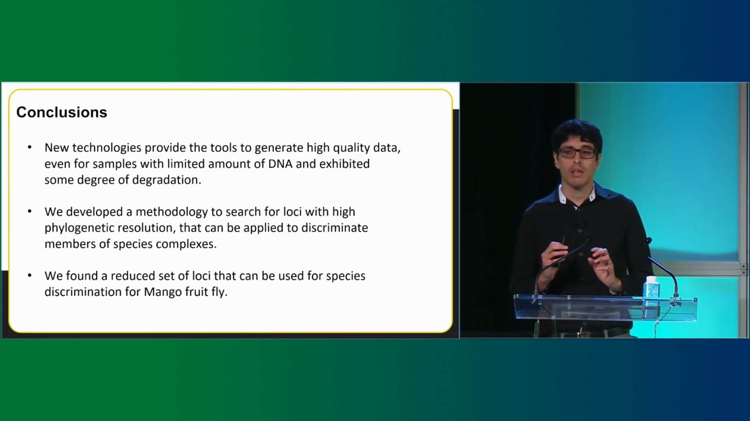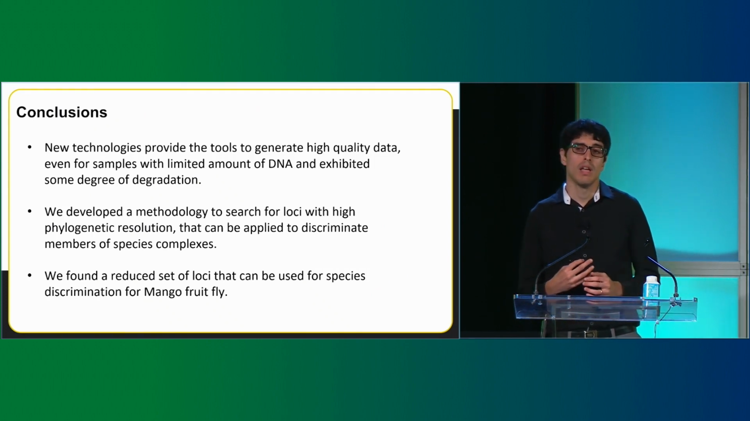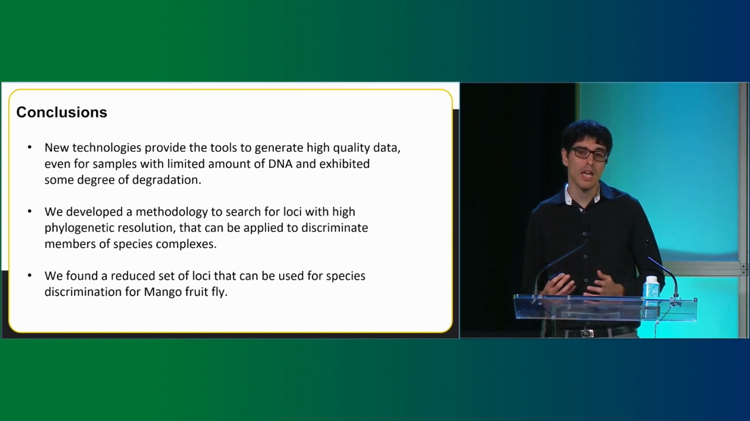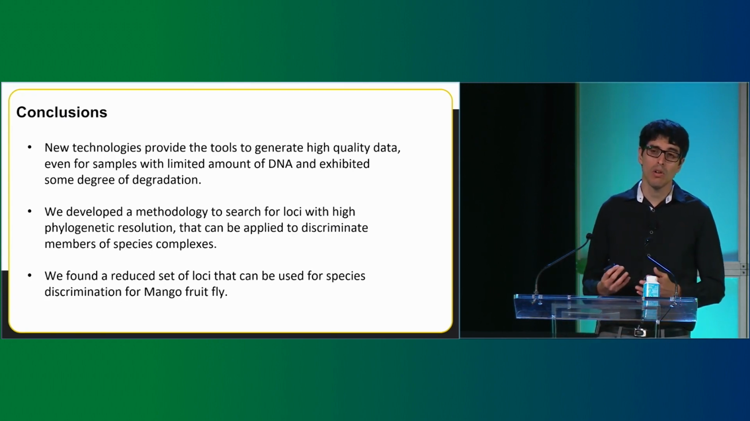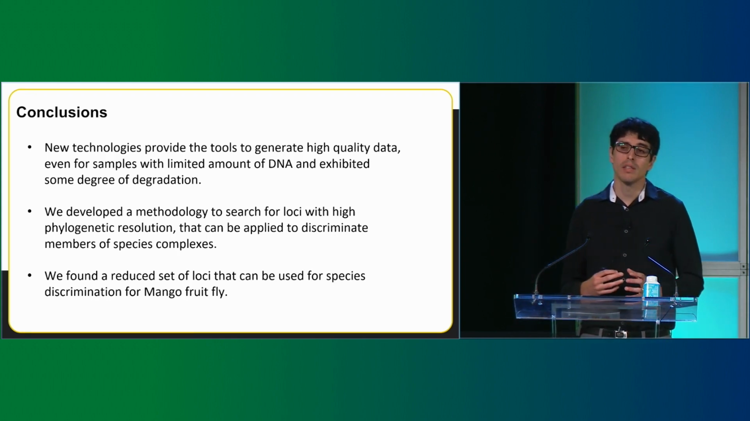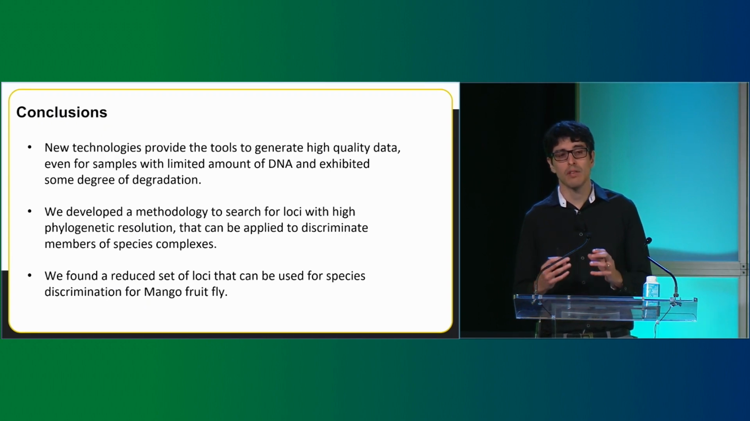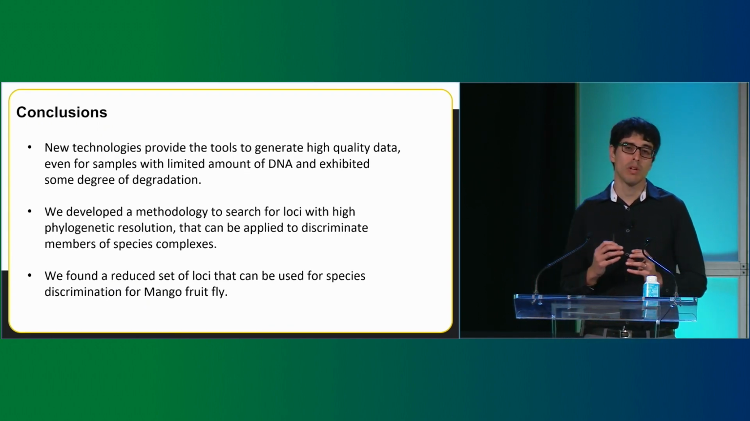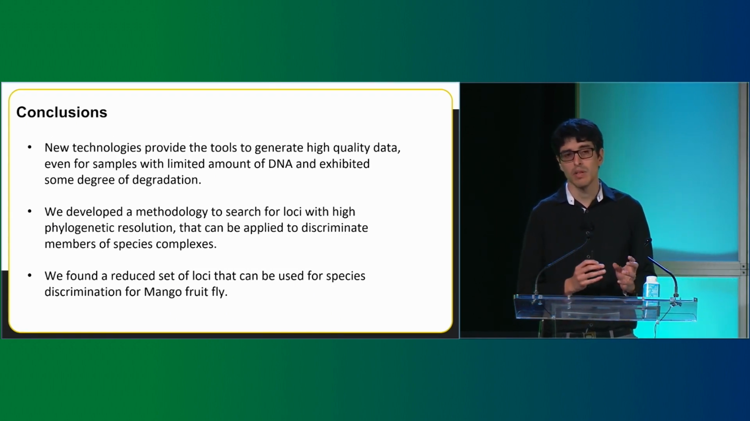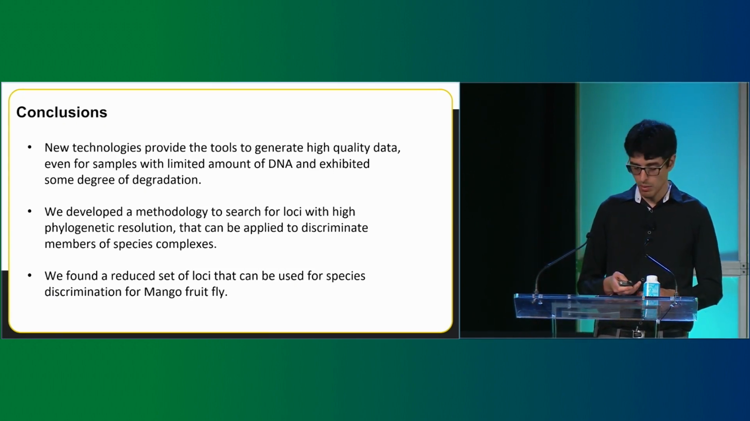So what we conclude with this study is that even in the cases where we don't have the best quality of DNA, with state-of-the-art technologies, we can obtain high-quality data. And in this case, we present a framework to identify regions that can be used for species discrimination. And then we found this group of SNPs that are suitable for discriminating species in the mango fruit fly complex.